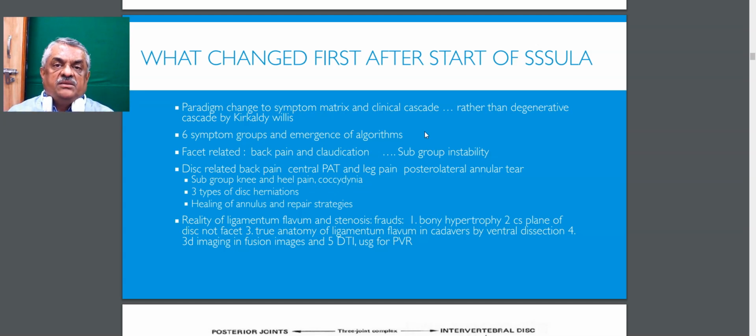Then we also have 3D imaging and fusion images which actually show us the real anatomy of the ligamentum flavum, which is absolutely different from what we know today. And then we have diffusion tensor imaging in MRI, which tells us what we should do to treat the patients who need surgery, where they have multiple affections at multiple levels giving rise to claudication. And one more thing which we have added to the understanding is doing ultrasound examination in every patient above the age of 65 for post-void residue estimation.